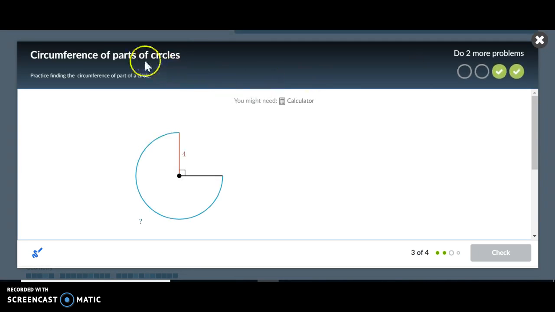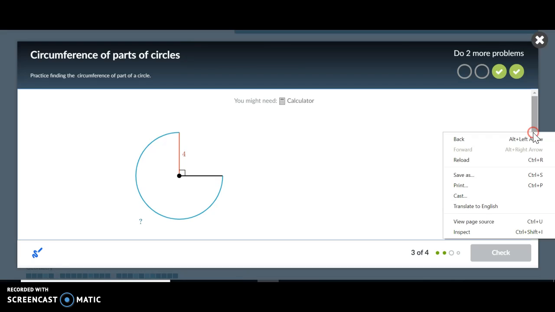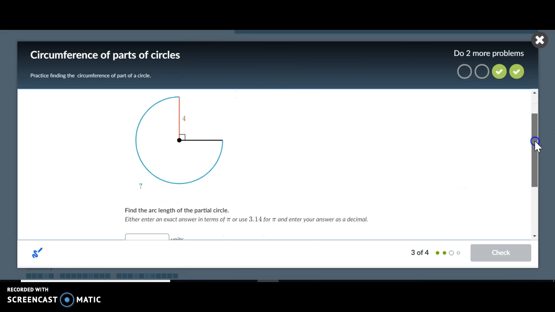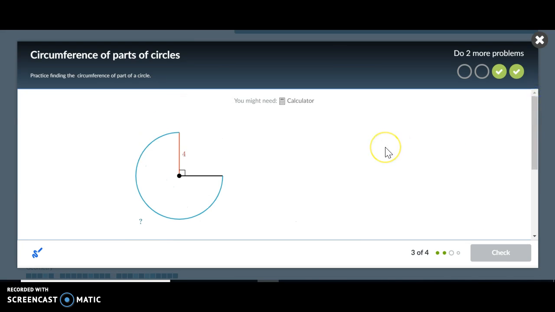So circumference of parts of a circle. As you're taking notes, let's put this at the top with our common heading. It says find circumference of parts of circle, but scroll down a little bit. There's a little bit more in terms of directions. It says find the arc lengths of the partial circle. Looks like Pac-Man, doesn't it? Either enter an exact number in terms of pi, or use 3.14 for pi and enter your answer as decimal. Let's do that. Let's use 3.14 for pi.